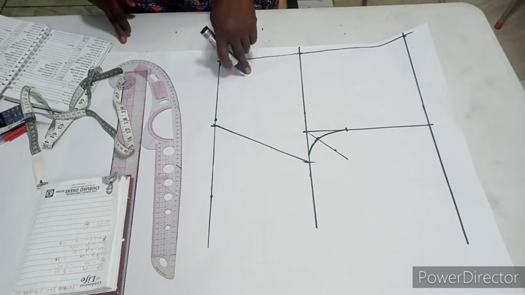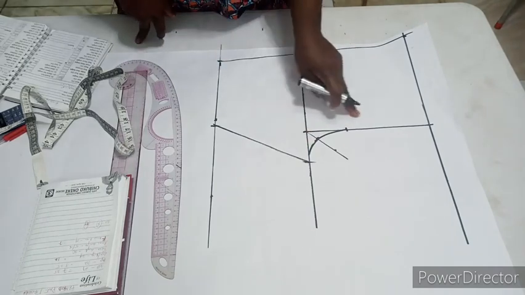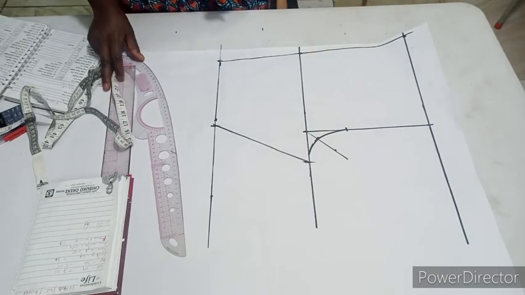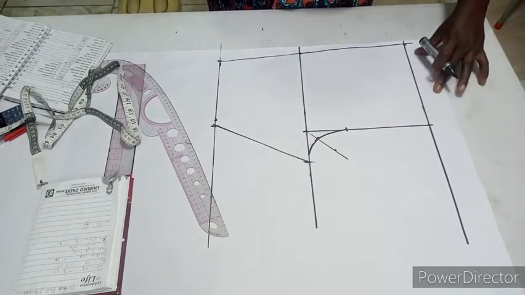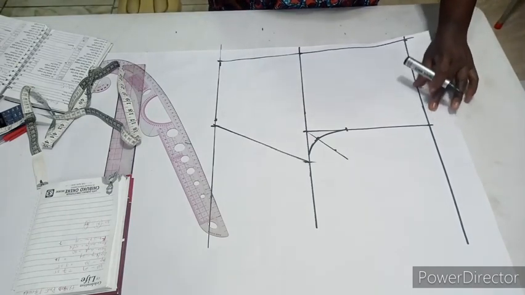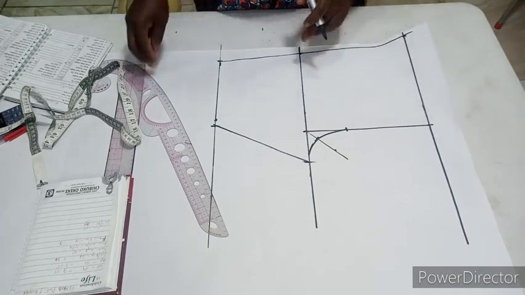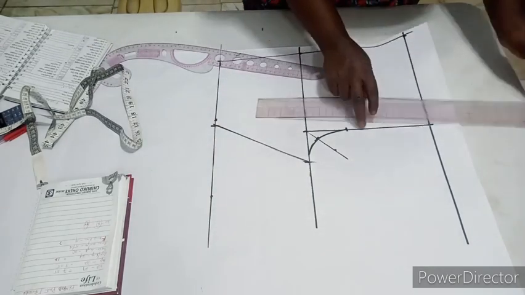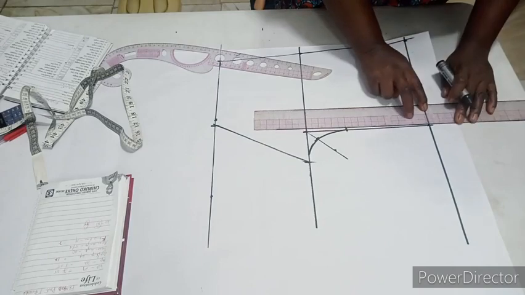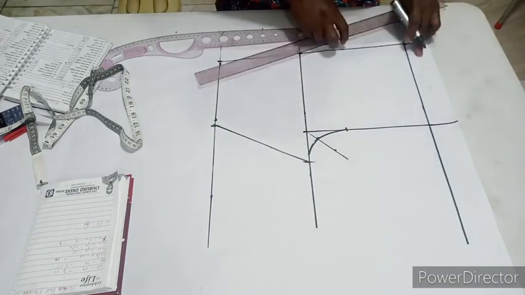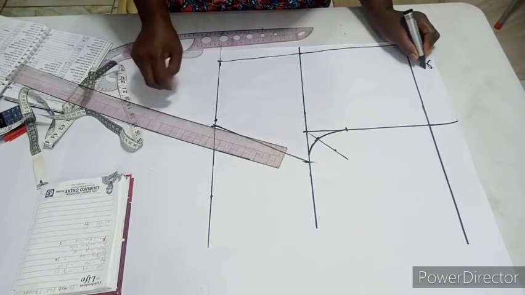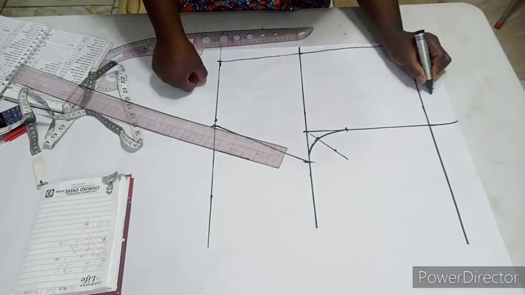So you have your crotch curve. Okay, so for the elastic, I'm going to be using this. I'll be using this as my elastic band. So I'll extend the line. This is 2 inches, in case you want to ask me. This line here is 2 inches, so this is for my elastic.